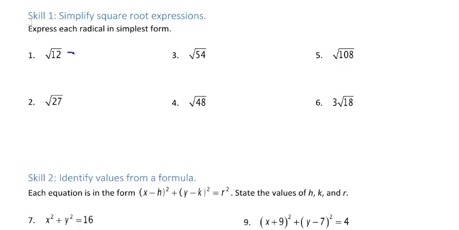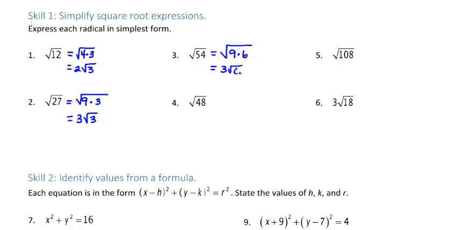So the square root of 12, we look for a perfect square factor, which is 4. We rewrite that as the square root of 4 times 3, which simplifies to be 2 square root of 3. The square root of 27, a perfect square factor of 27 is 9. We write that as 9 times 3. The square root of 9 is 3, and then root 3. The square root of 54 can be rewritten as the square root of 9 times 6. And the square root of 9 is 3, square root of 6.